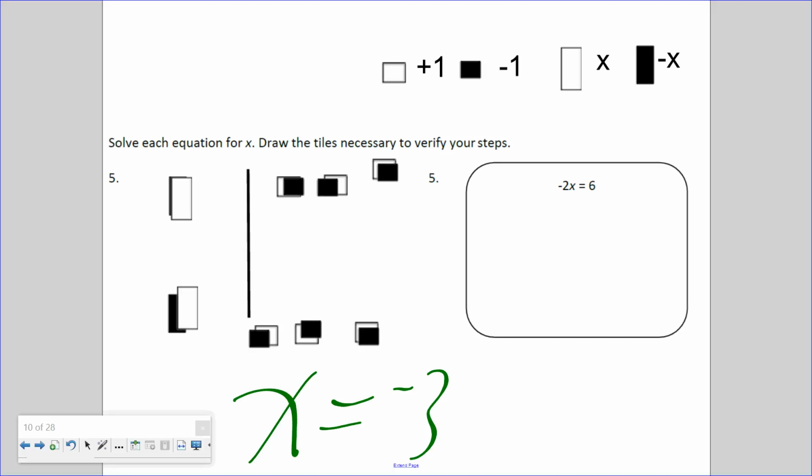Let's show it algebraically. Again, this is times. I need to isolate x. What's the inverse operation of times? Divide by -2. It cancels out. X equals 6 divided by -2, which is -3.